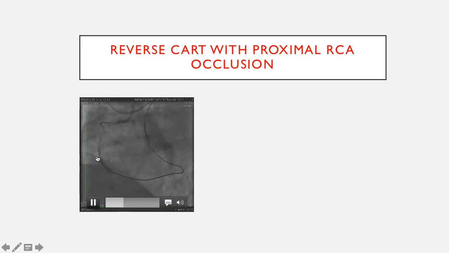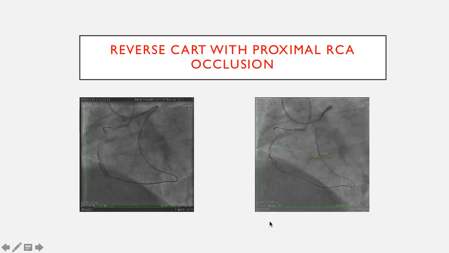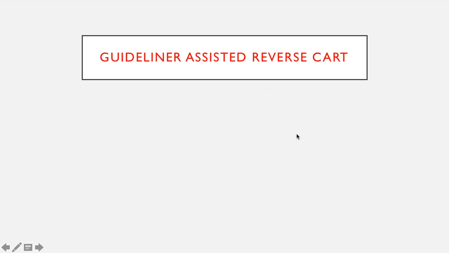So I tried with Gaia 3 and Gaia 2, and then I switched to Pilot wire for reverse CART. But nothing worked with the balloon-assisted reverse CART, so we couldn't bring this wire back into the guide. So at this stage we switched to guideliner-assisted reverse CART.